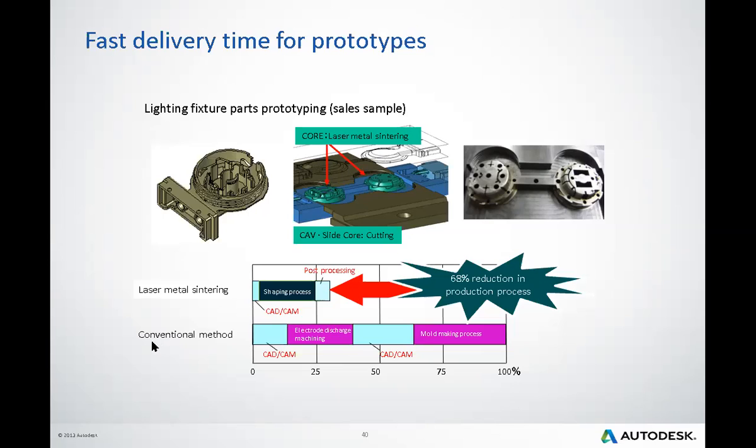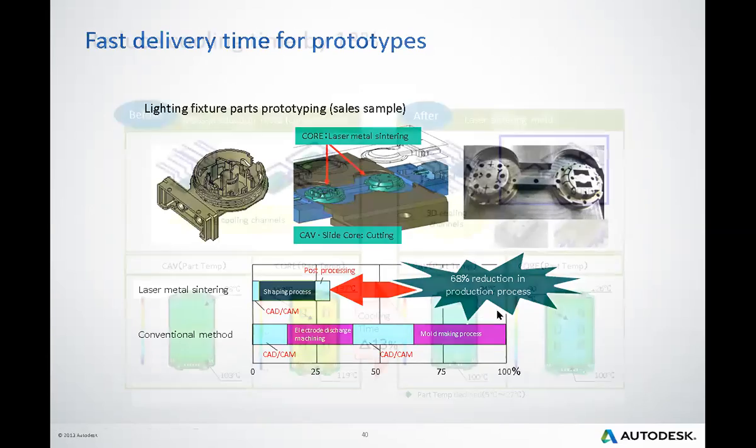We can see that the bottom is the conventional method. We use CAD/CAM and then electrical discharge machining, and then CAD/CAM again for the mold making process. But with laser metal sintering, we can use CAD/CAM, then shaping, and post-processing. That way we can reduce the production process by about 68%. That's quite a large number that we have to take care about.